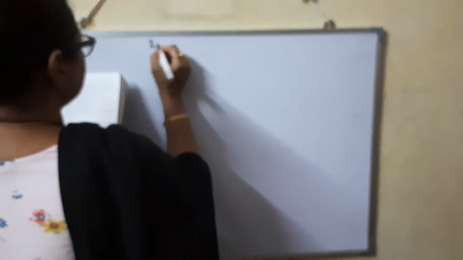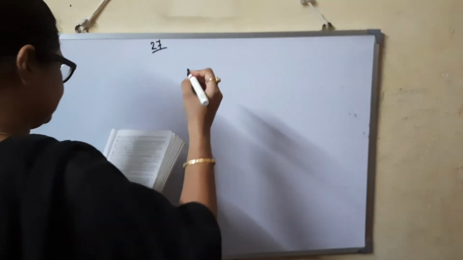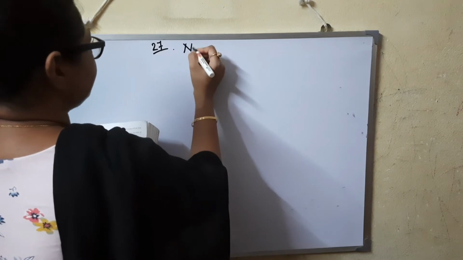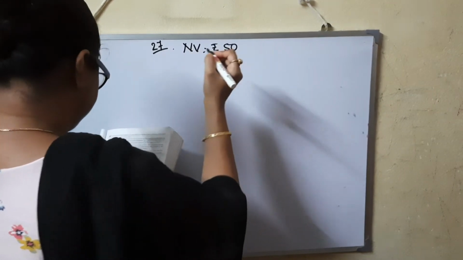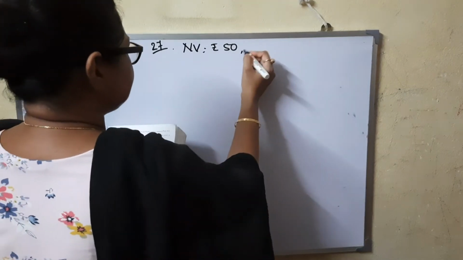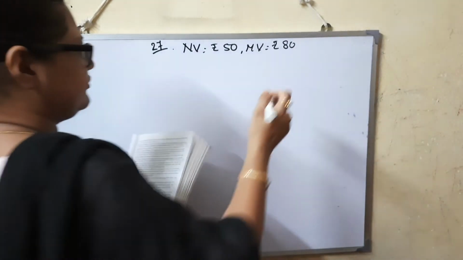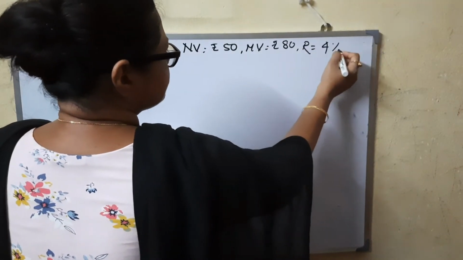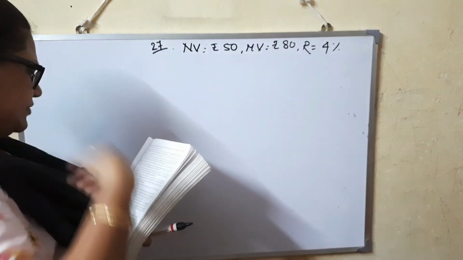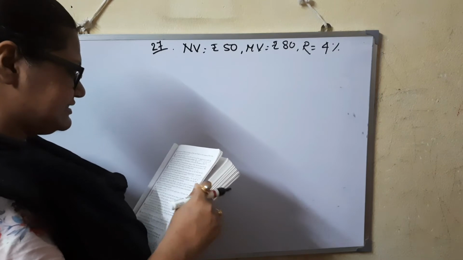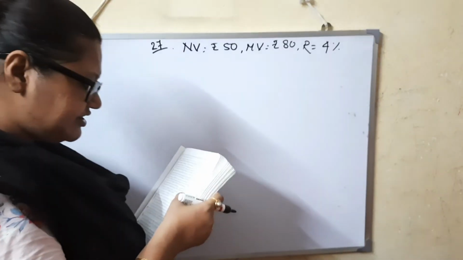Another pattern of sum which is also an easy one, that is sum number 27. What is given to us is, by purchasing rupees 50 gas shares, that means nominal value is rupees 50, for rupees 80, market value is rupees 80 each. A man gets 4% profit, that means rate of return is 4%, on his investment. What rate percent is the company paying? What is his dividend if he buys 200 shares?